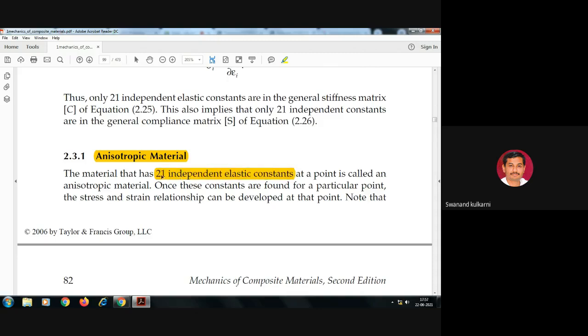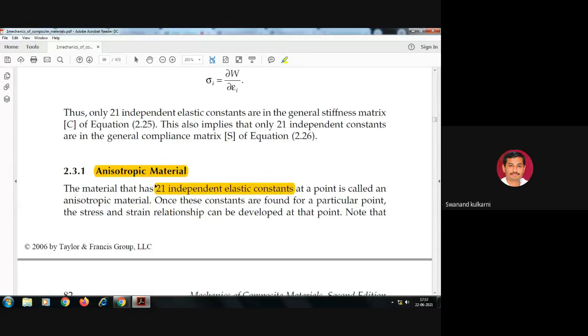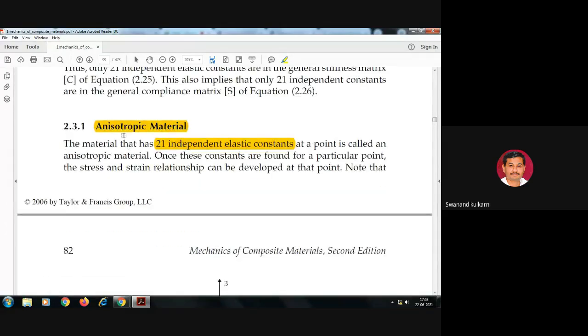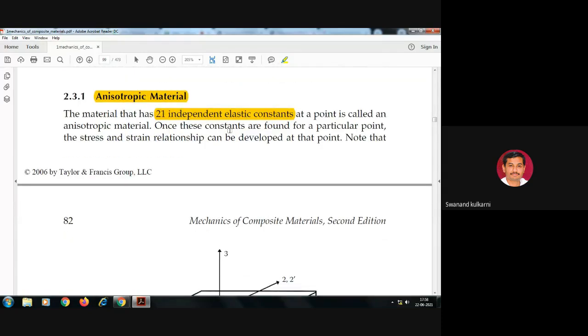See here, it is very important because this question is asked many times in MCQs for university. For anisotropic materials, how many independent parameters are required? And the answer is 21. Is it okay? Do understand and keep in mind that 21. So 21 independent constants are required in general. The material that has 21 independent elastic constants at a point is called an anisotropic material.